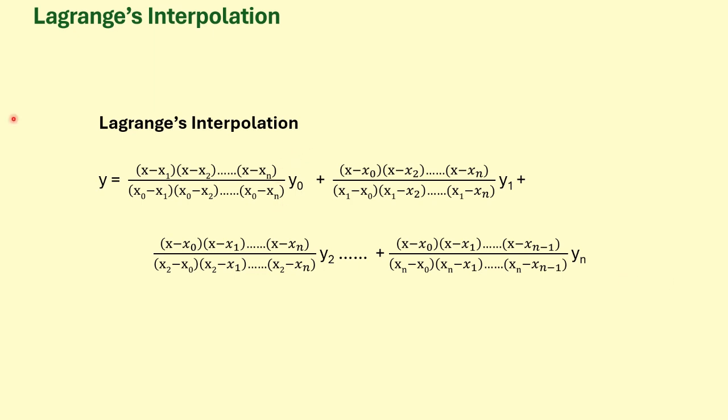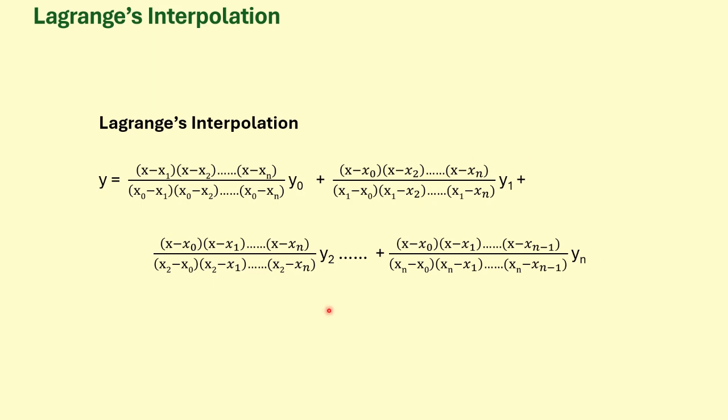Here y is equal to (x minus x1)(x minus x2)...(x minus xn) divided by (x naught minus x1)(x naught minus x2)...(x naught minus xn), multiplied by y naught, plus (x minus x naught)(x minus x2), and so on till (x minus xn), divided by (x1 minus x naught)(x1 minus x2), and so on till (x1 minus xn), into y1, and similarly it goes on till yn.